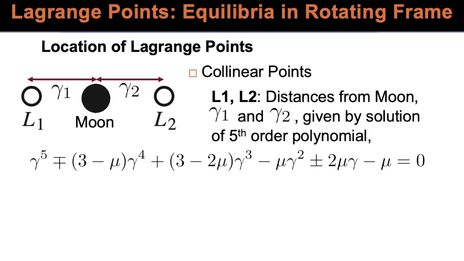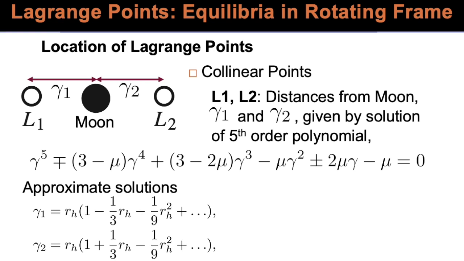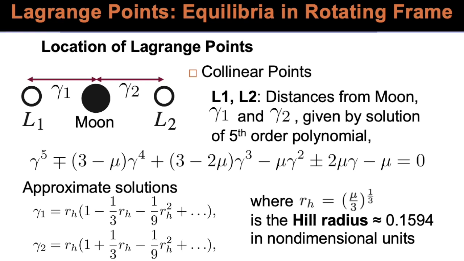So you notice we've got some terms here. There are some approximate solutions that are based on the Hill radius. The Hill radius, I mentioned that earlier as being the sphere of influence for the Moon. In units, it's about 60,000 kilometers. But in the non-dimensional units, it's about 0.1594. So gamma 1 is 1 minus the Hill radius plus 1/3 Hill radius squared. Gamma 2 is 1 plus the Hill radius plus 1/3 Hill radius squared. So L2 is going to be a little bit further away than L1.